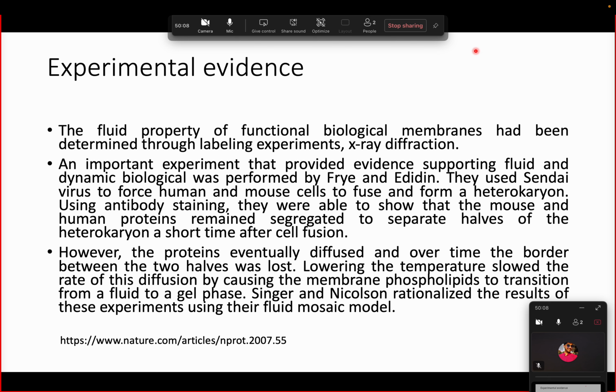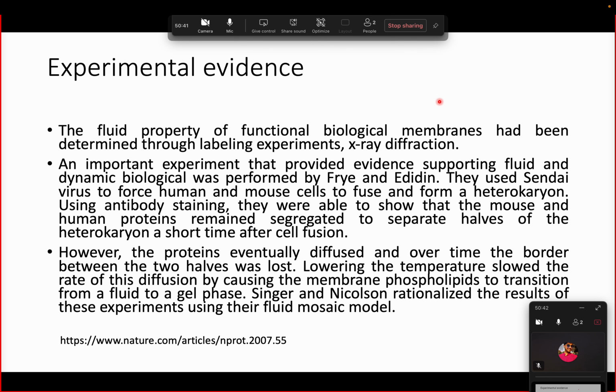But on the other hand, if the membrane is fluidic in nature, right, what will happen after some time? They will mix among themselves, right? So this is exactly what has happened. The protein eventually diffused, and over time the border between the two halves was lost. Lowering the temperature slowed the rate of this diffusion by causing the membrane phospholipid to transition from a fluid to a gel phase. Singer and Nicolson rationalized the results of these experiments using the fluid mosaic model, right?